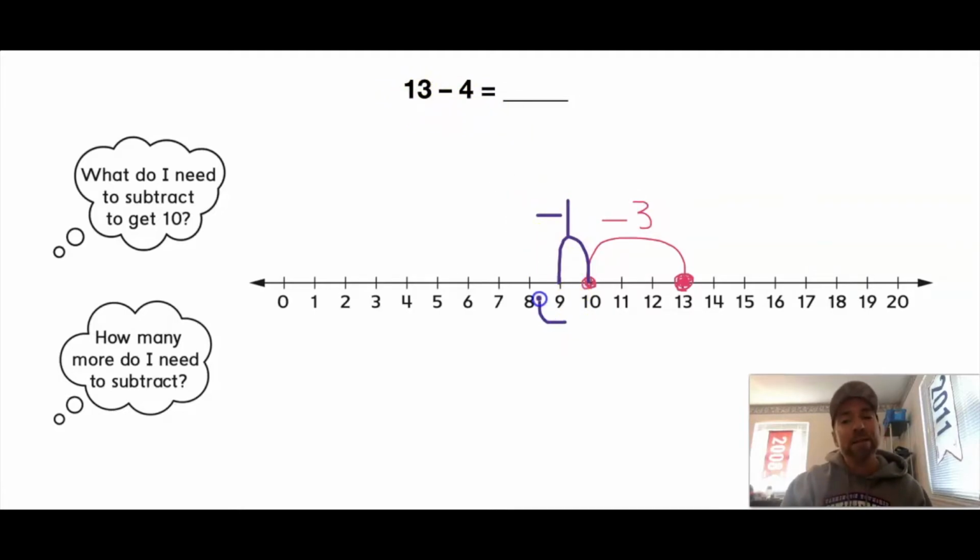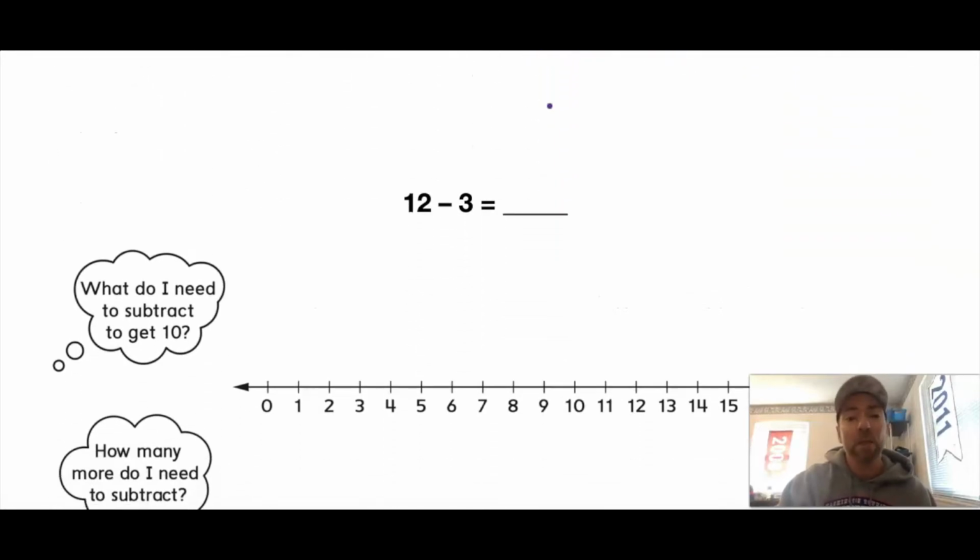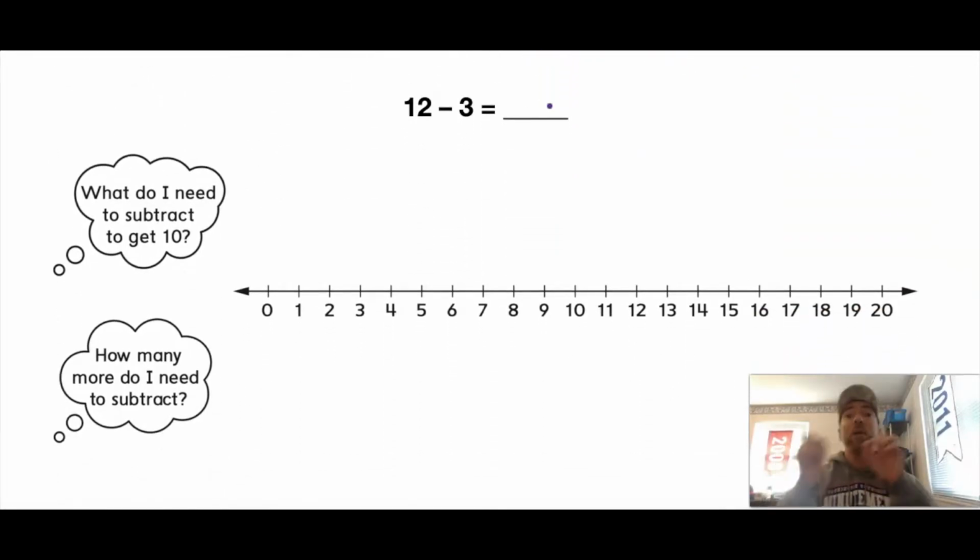Now, where did I land? I landed on the 9. So 13 minus 4 equals 9. 13 minus 4, 3 away from 10, and 1 more away from 10 gives me 9. Awesome job. Let's go ahead and clear that sheet protector. Let's try another problem using the going back through 10 strategy.